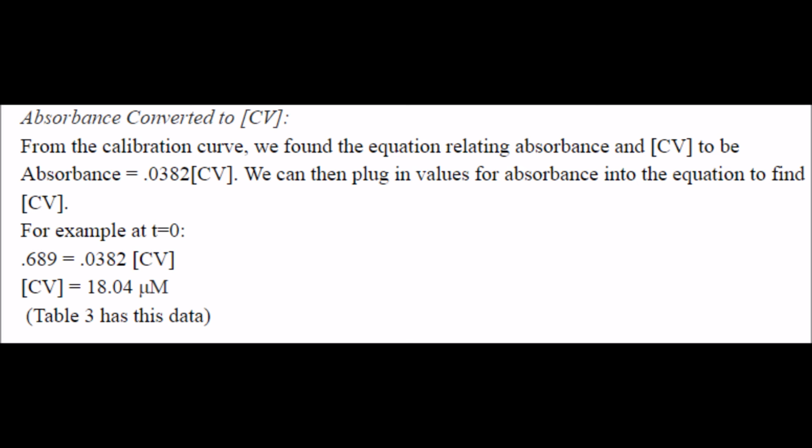For a sample calculation, our absorbance, 0.689, was divided by the best fit slope, 0.0382, to calculate concentration of crystal violet when time equaled 0 for our reaction. The calculation indicated that the concentration of crystal violet was 18.04 micromolar at the start of the reaction inside the colorimeter.